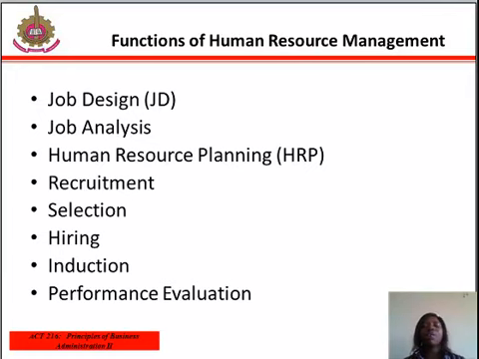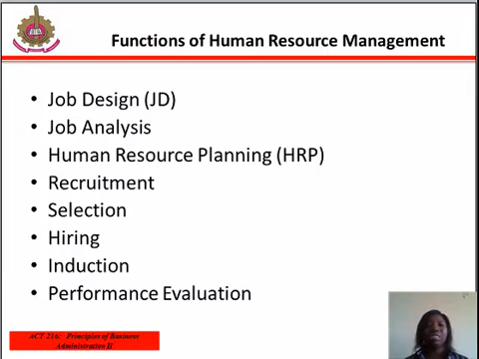So the functions of human resource management. The following are the functions of human resource management. We'll take them one after the other. We have the job design, the job analysis, human resource planning, recruitment, selection, hiring, induction, and performance evaluation. So let's discuss these one after the other. We just discuss a little of it, not everything.